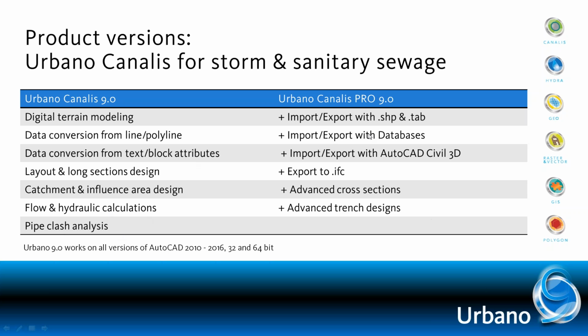So with the pro version, you also get import-export with shape and tab files, with databases, with AutoCAD Civil 3D. I didn't show it, but you can convert everything you do in Urbano, pipes and manholes. You can match the catalogs of Urbano and Civil 3D, and this means you can import Civil 3D projects, and you can export to a Civil 3D project. So if you want to do this, then you need the Pro version. And this export to IFC, which I have shown, is also inside of the Pro version. And you also get advanced cross-section and advanced stretch design. Okay?